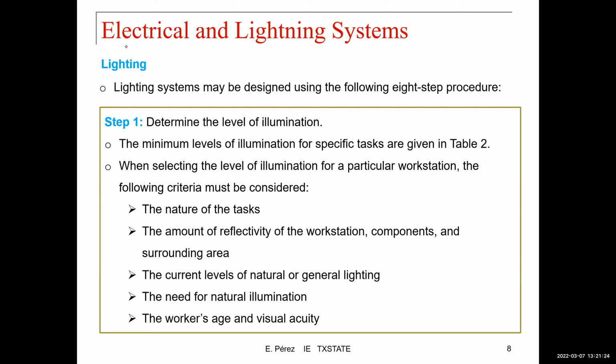So we start with determining the level of illumination that is needed for the area. The minimum levels of illumination for specific tasks are given in table 2 that I'm going to show in the next slide. When selecting the level of illumination for a particular workstation, the following criteria must be considered: the nature of the task, the amount of reflectivity of the workstation, components, and surrounding area, the current levels of natural or general lighting, the need for natural illumination, and also the worker's age and visual acuity. So all those things must be taken into account.